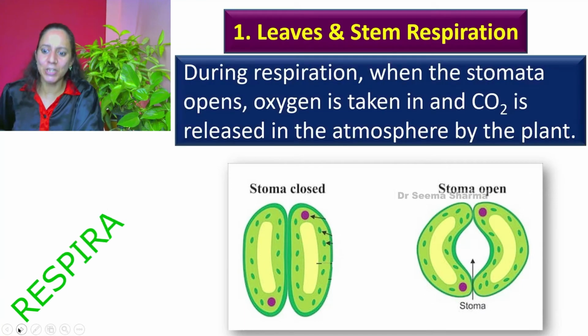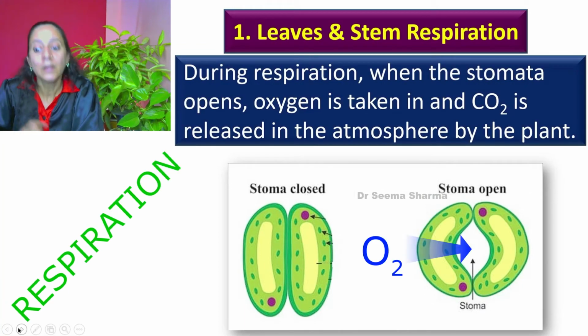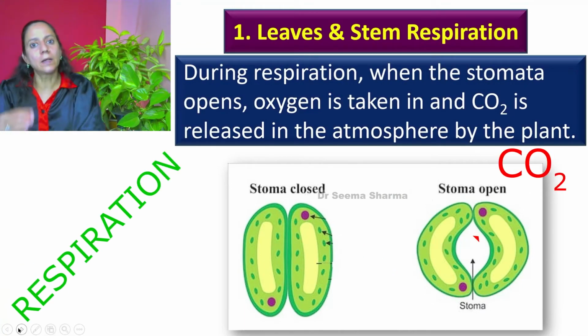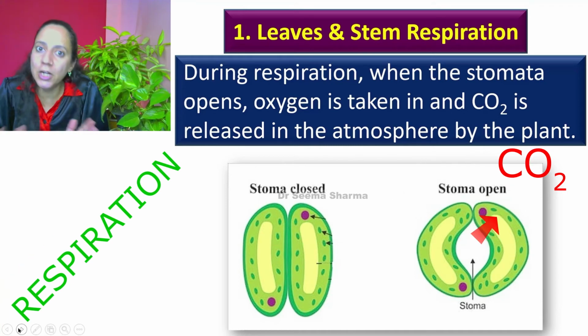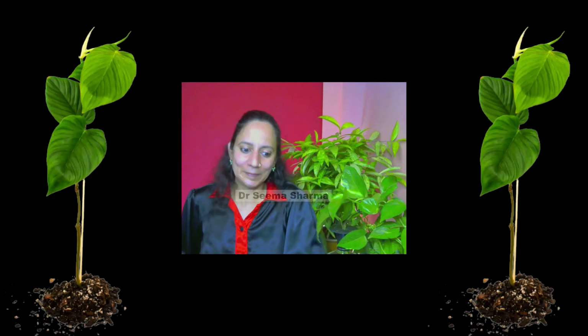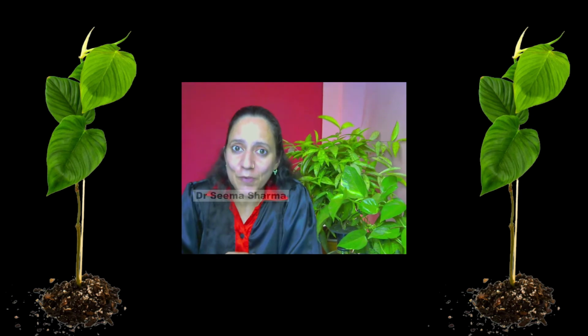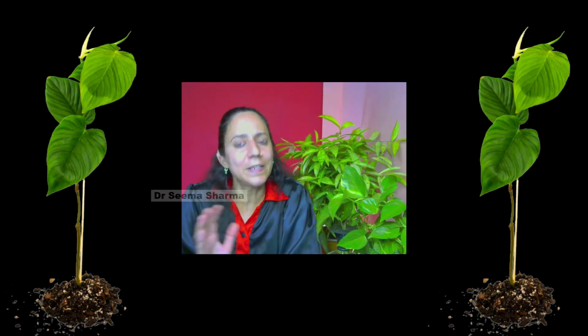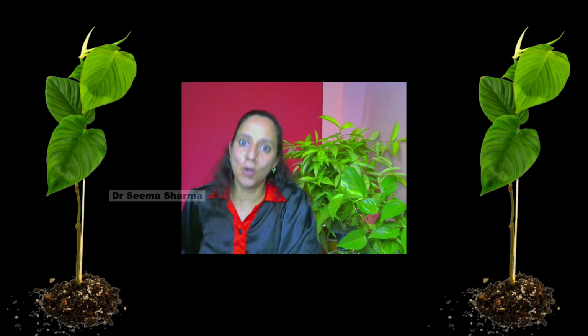So during respiration, when the stomata open, oxygen is taken in and carbon dioxide is released into the atmosphere by the plant. So this is about the process of respiration in leaves and young and tender stems of the plant. Now coming to the roots.